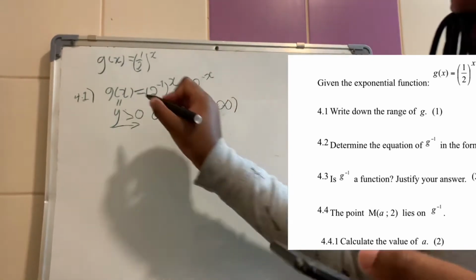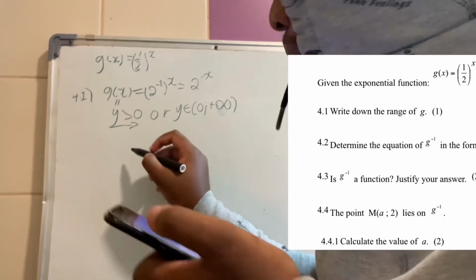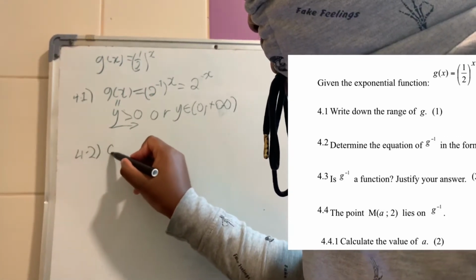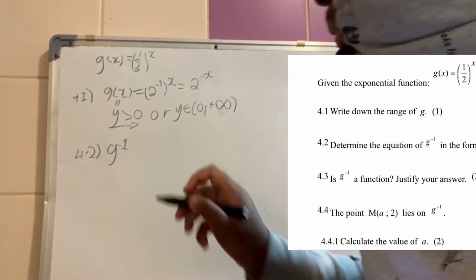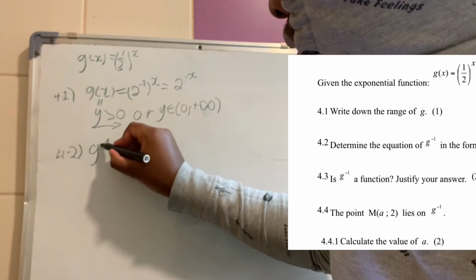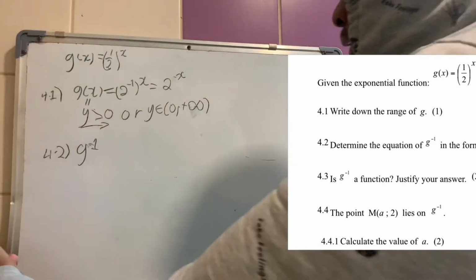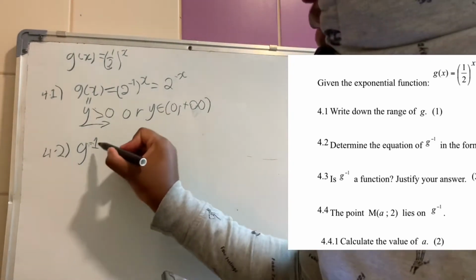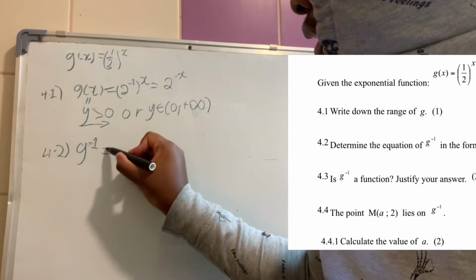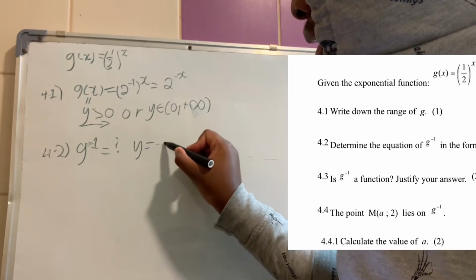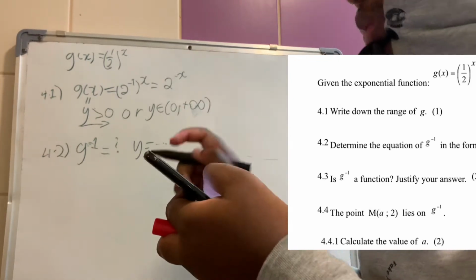Now the second question says, determine the equation of g to the power -1 in terms of y. Determine g inverse. Now what's the problem? g to the power -1, but we want it in terms of y. Okay, now we have g.